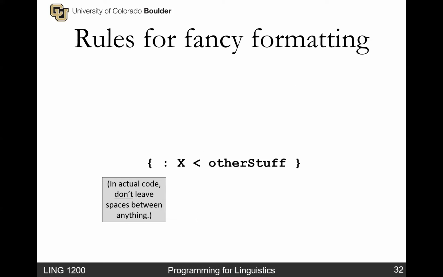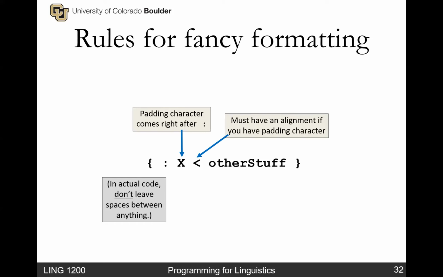So here are your rules for fancy formatting. Here's your template. And again, as before, you don't want to put those spaces in your actual code. First of all, after the open brace and the colon, you're going to put your padding character. So the padding character comes right after the colon, whatever character you want to use. Then you must have an alignment if you have a special padding character. And then everything else that you know about already is going to come after these two things.